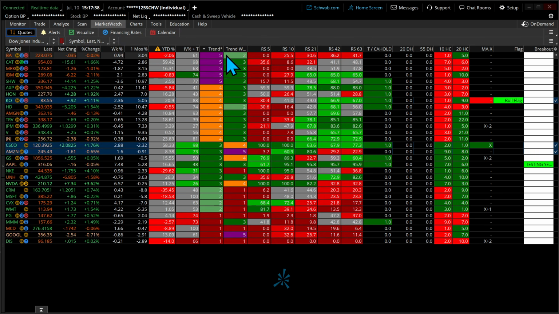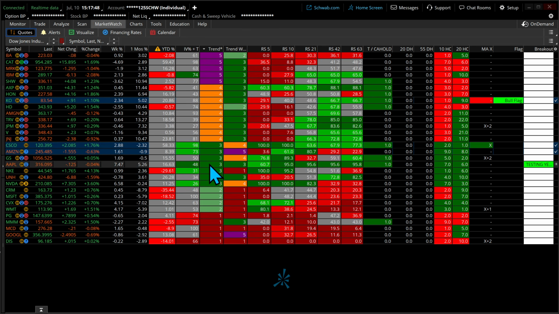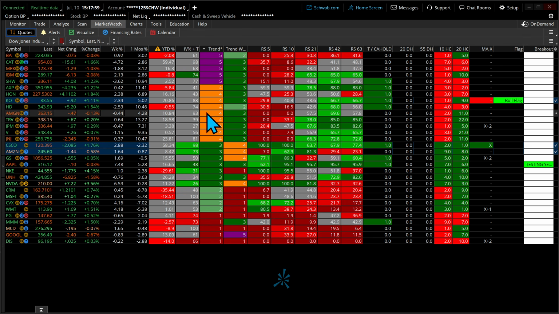Now, you're also going to see what's called trend. Trend is really looking at where the stock is in relationship to the moving averages. A 3 shows the stock above both moving averages, the shorter term momentum moving average, but also the trend moving average. Stocks with number 4 are showing stocks above both moving averages, but up near resistance. You're also going to notice the trend is showing on the weekly as well.